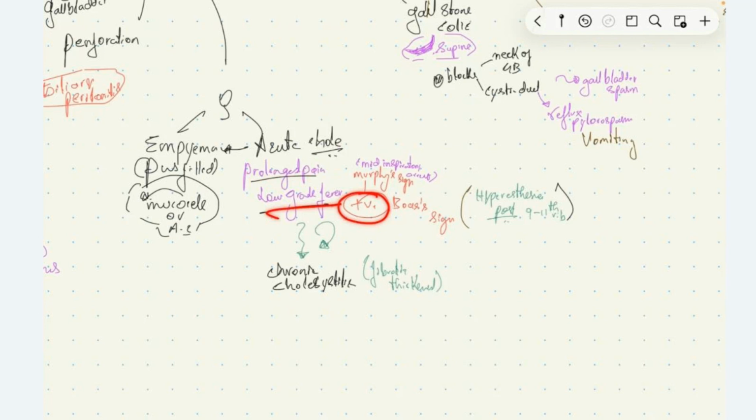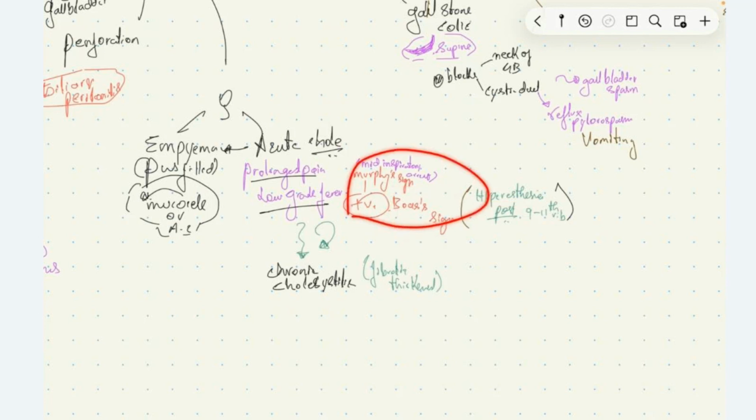Murphy's sign is diagnostic of this condition, acute cholecystitis, where if we palpate at the right upper quadrant region and tell the patient to take deep inspiration, the patient will have mid-inspiratory arrest due to the fingers touching the gallbladder and causing acute pain. This is Murphy's sign. And we also have Boas sign, which is hyperesthesia at the posterior ribs, that is 9 to 11 ribs, due to the inflammation of gallbladder. These two signs will be positive.